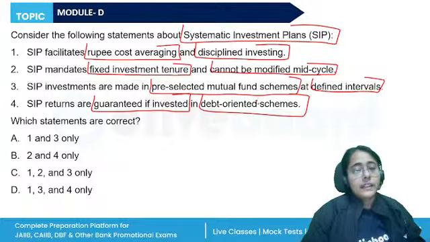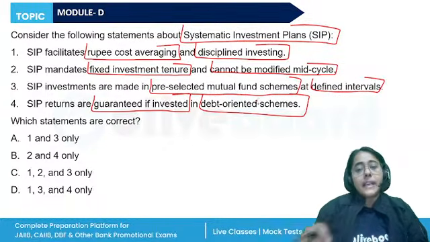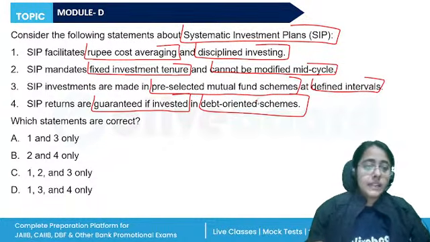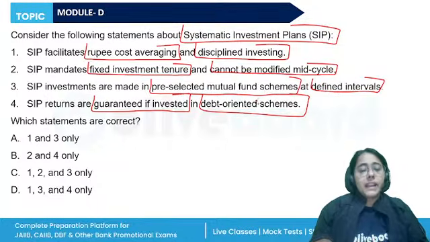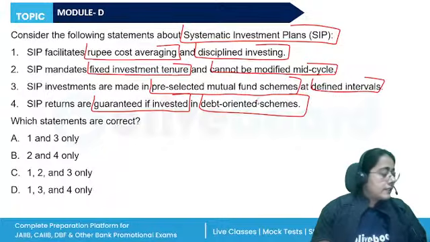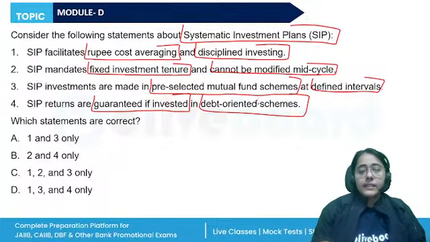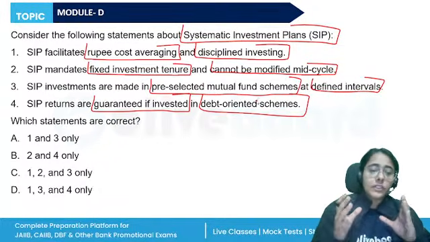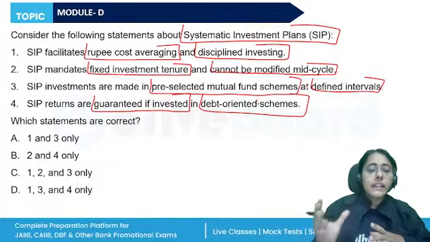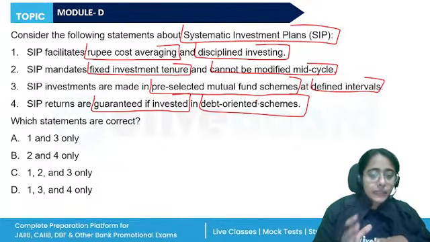Which statements are correct about the SIP? So SIP and SWP: systematic investment plan, systematic withdrawal plan, which we have also studied under the mutual fund. So what is correct about the SIP? Rupee cost averaging, disciplined investing, yes. It is a disciplined way of investing offered by the mutual fund.